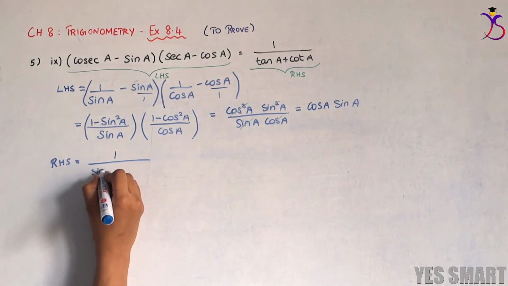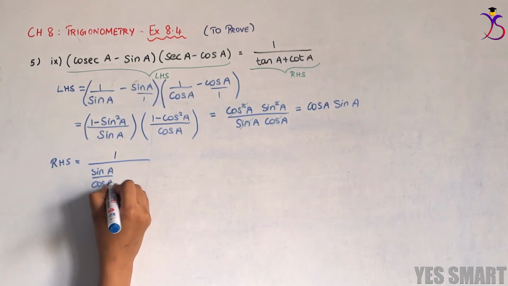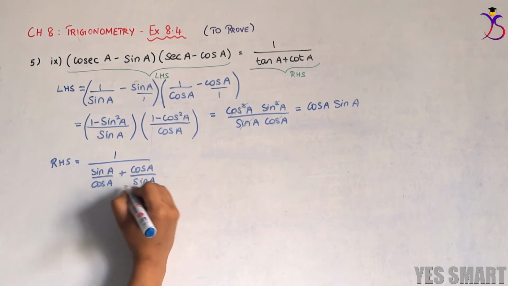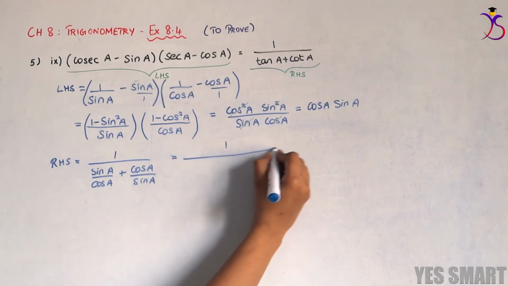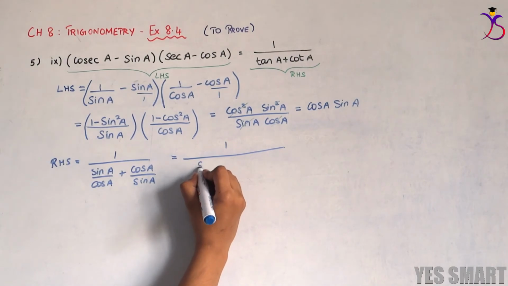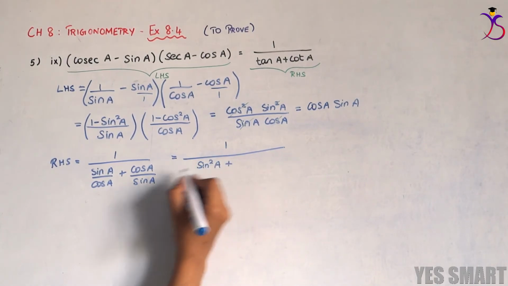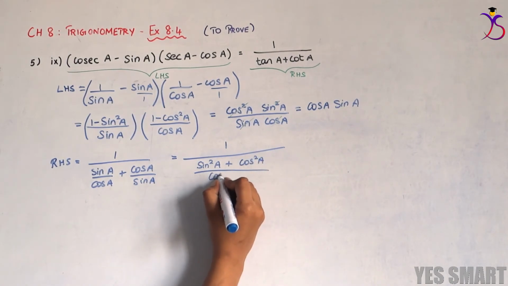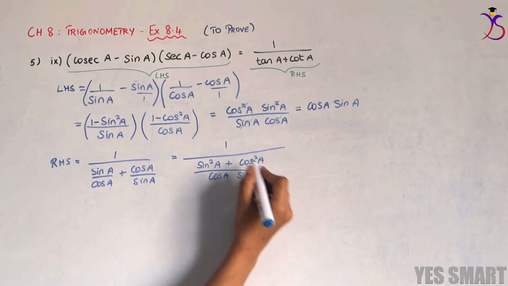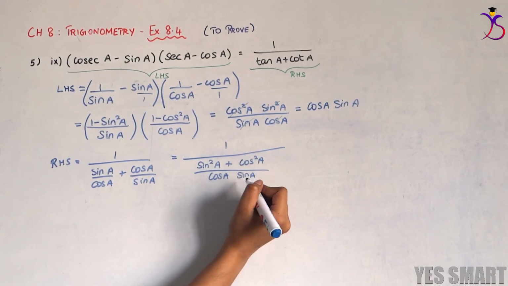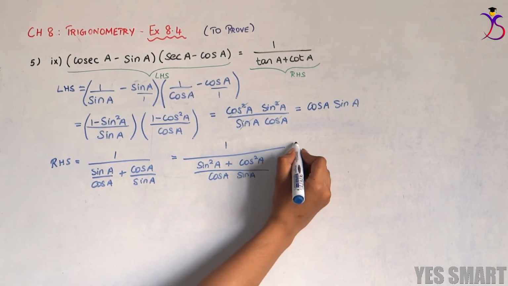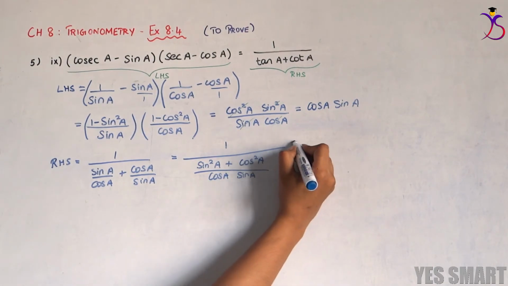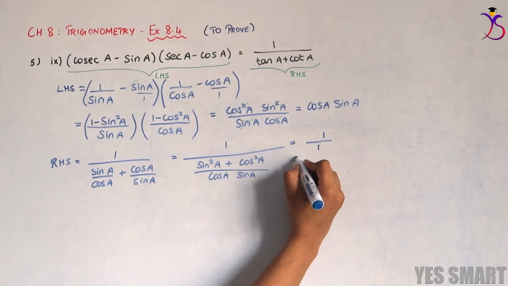RHS equal to 1 by tan A plus cot A. Tan A can be written as sin A by cos A, plus cot A can be written as cos A by sin A. This is equal to, on solving the denominator by taking LCM, 1 by, I have to just multiply with sin A the first term. So it becomes sin square A plus the second term should be multiplied with cos A, so it becomes cos square A, divided by cos A sin A. Now on solving this, we will have 1 by sin square A plus cos square A is 1. So 1 by 1 divided by the cos A sin A.